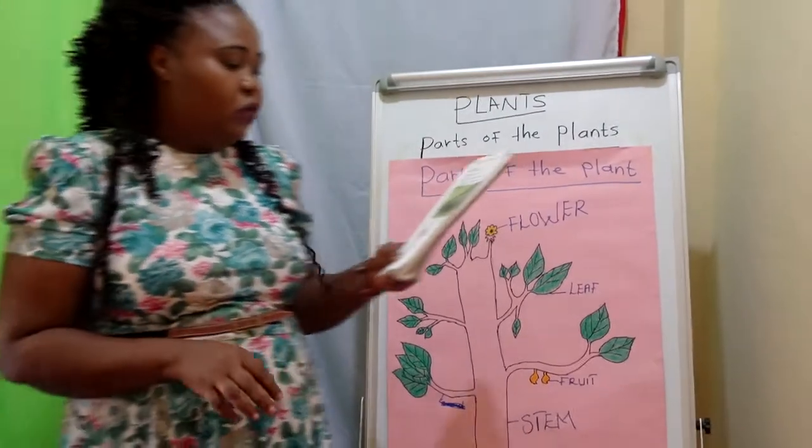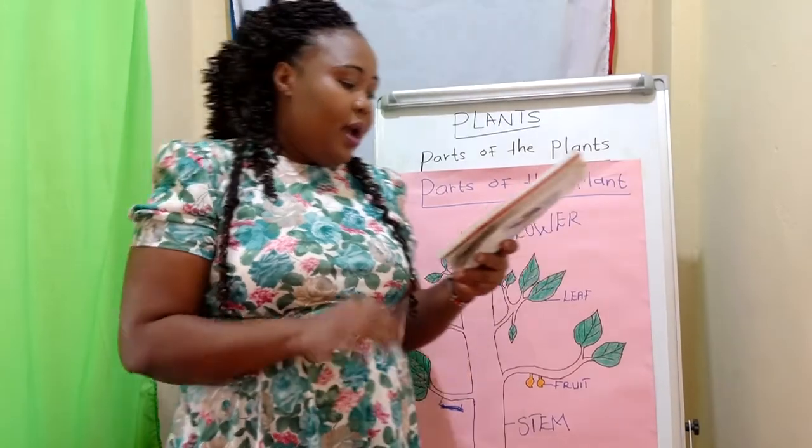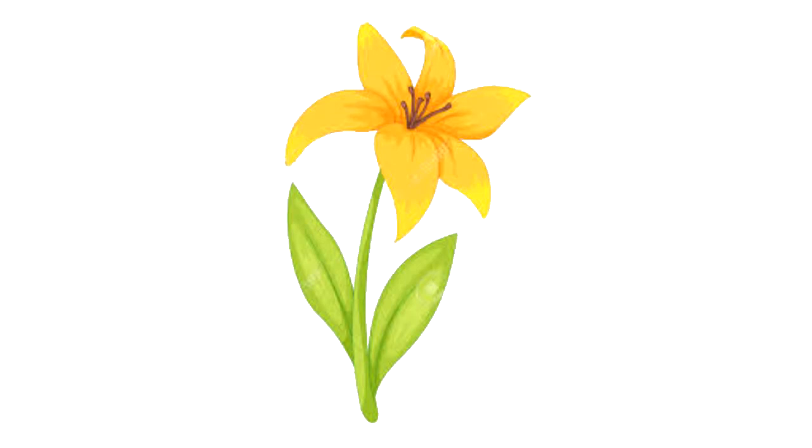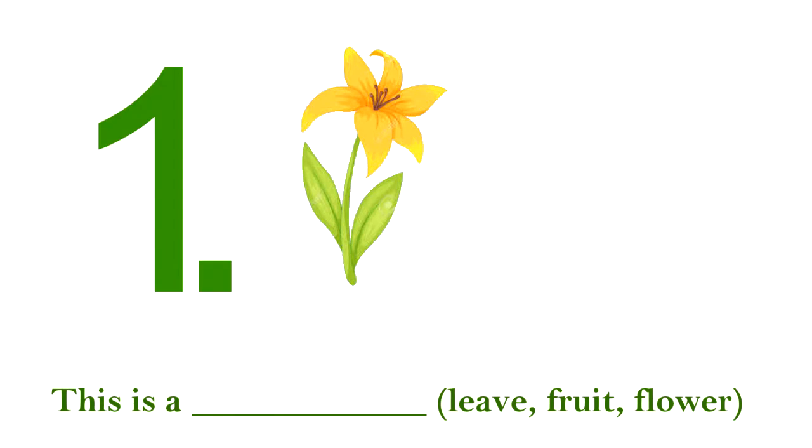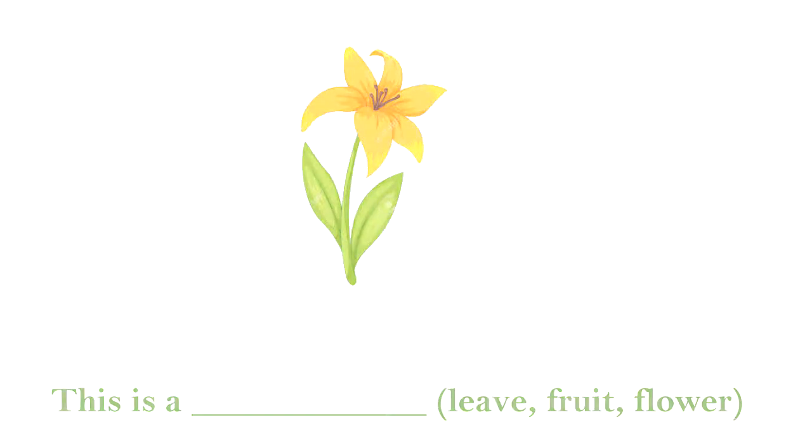An exercise for you to do as your homework. The first one, there is a picture of a certain part of a plant. You are asked, this is a dash. So you have to tell which part of the plant this is. If it's a leaf, you say it's a leaf. If it's a fruit, you say it's a fruit. If it's a flower, you say it's a flower.